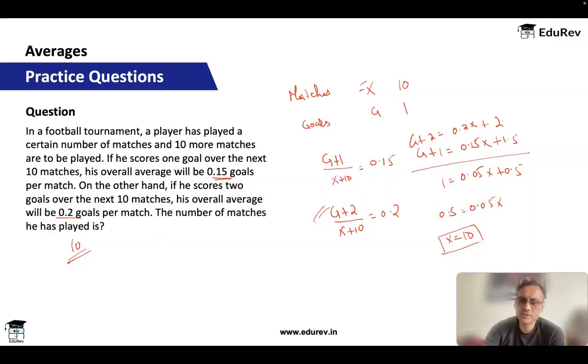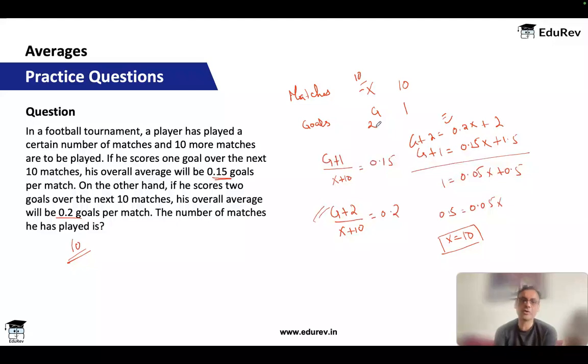So if I use the first one, equal to 0.2x, so 0.2 into 10 is 2, 2 plus 2 is 4, g plus 2 is 4, that means g is equal to 2. That means this is the condition. He has played 10 matches and done 2 goals. If he plays 10 more matches and makes 1 goal, then he'll have 3 goals in 20 matches.